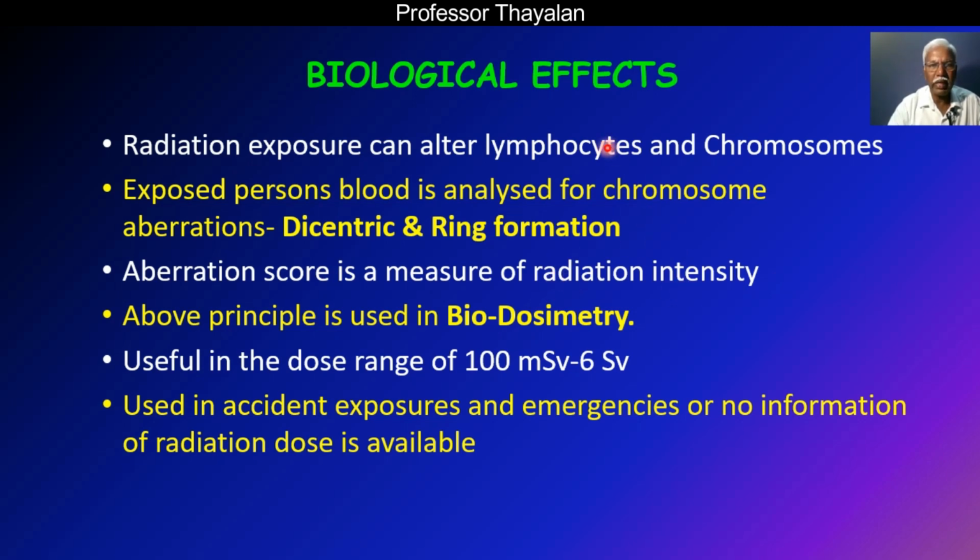So simply expose the blood and see what the chromosome aberrations are, and count the dicentric or ring formation in the exposed blood. So that is a measure of radiation intensity. This principle is called biodosimetry. It is very useful in the dose range of 100 millisievert to 6 sieverts. It is used in accident conditions or in emergency, or where no information of radiation dose is available. That means if a person is not having a TLD badge or personal monitoring badge, the only way to find out the radiation dose is biodosimetry.